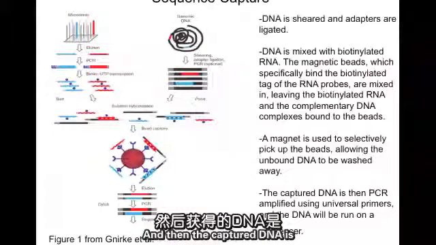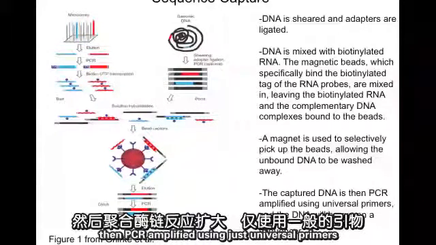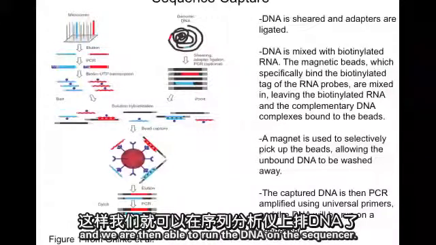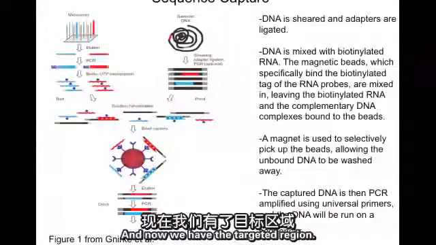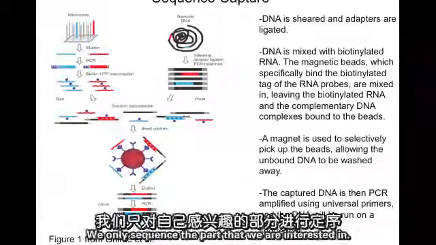And then the captured DNA is then PCR amplified using just universal primers, and we are then able to run the DNA on the sequencer. And now we have the targeted region. We only sequence the part that we are interested in.